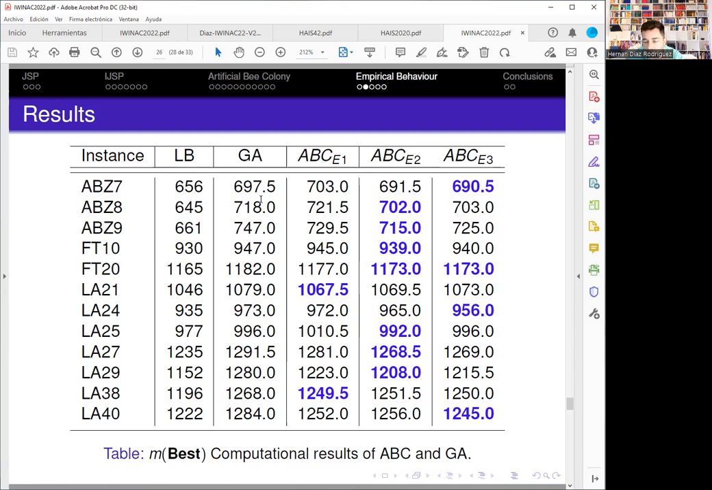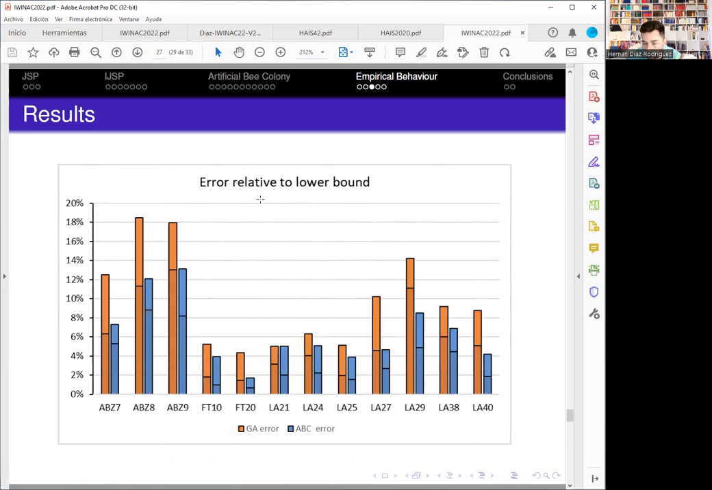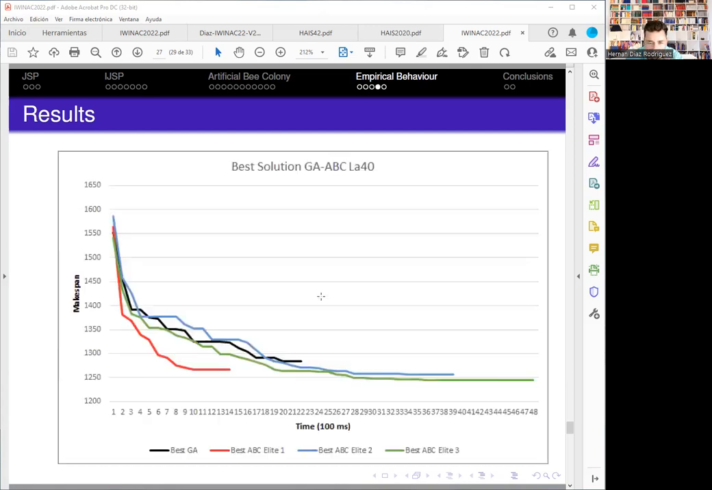Well, apart from this, if we look into the error relative to the lower bound, we can see how we are decreasing this error from the genetic algorithm, which is represented as the orange bar here. We are decreasing this error in the best solution around 37%. So as you can see, the blue bar is around 1/3 lower than the orange bar. And we are also reducing this error in the average solution by around 35%. So it's a good reduction of the error relative to the lower bound.